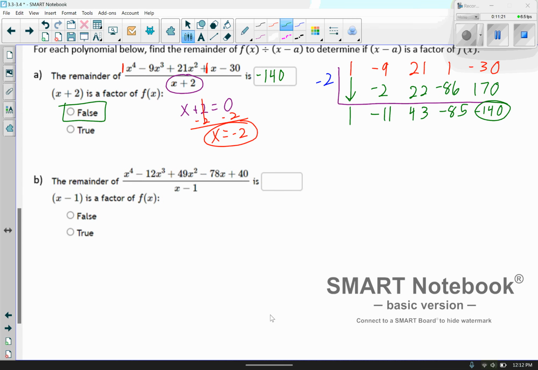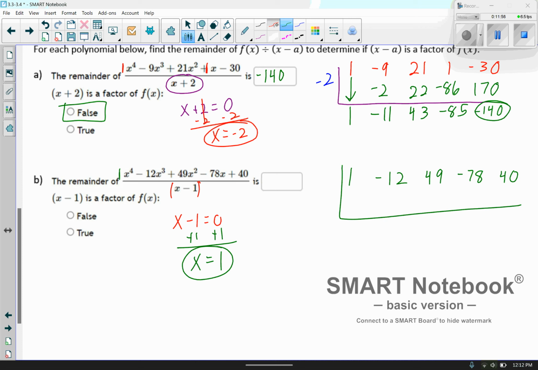All right. So here we go. We'll start off by taking this, the divisor, set it equal to 0, and solve. So our magic number we're going to work with here is going to be a 1. So we'll go ahead and list the coefficients for here. And once again, I don't have anything missing. So let's see, we got a 1, a negative 12, a 49, a negative 78, and a 40. And we make our half rectangle. And I'm going to put 1 right there.